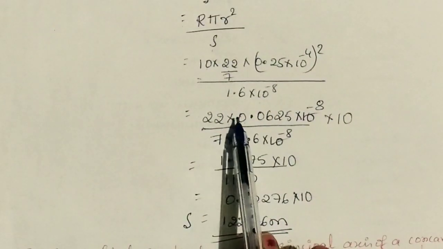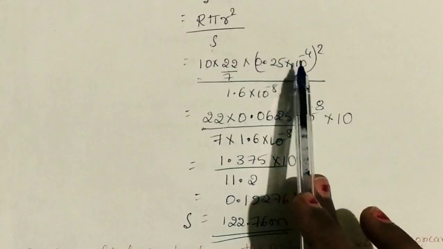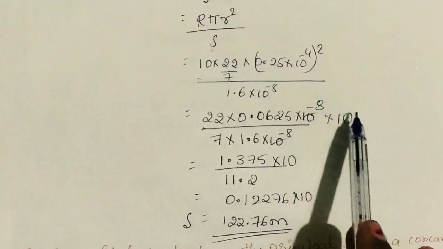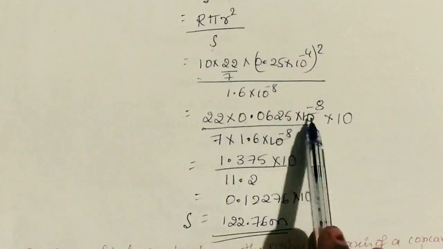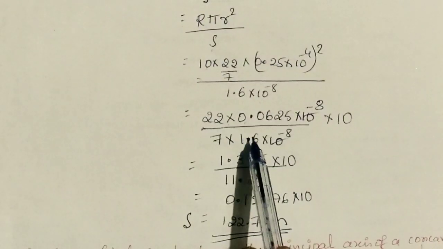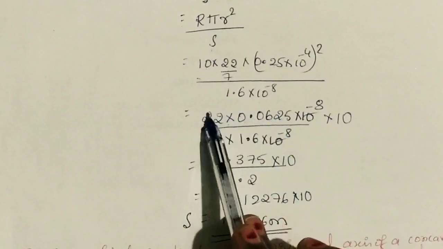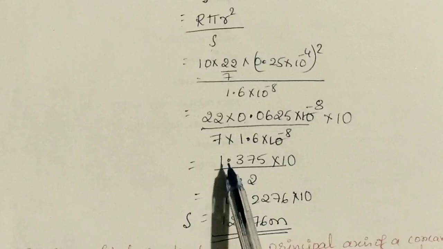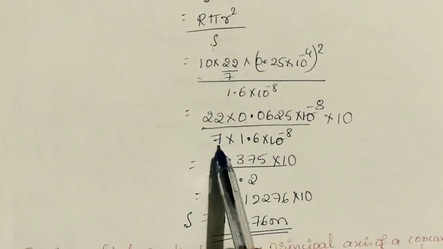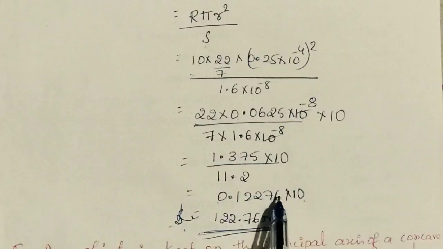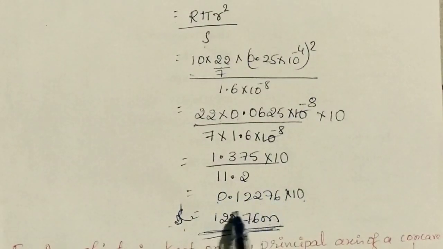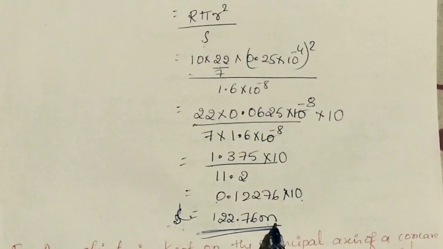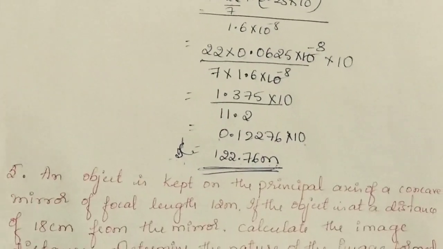So 22 into, if I am multiplying 0.25 into 0.25, I will get the value 0.0625 into 10 to the power of minus 8. The 10, the resistance, I am writing as it is, whole divided by 7 into 1.6 into 10 to the power of minus 8. If I am multiplying these values, I will get 1.375 into 10 whole divided by 11.2, because I am multiplying 7 into 1.6. So 0.12276 into 10. If I am multiplying, I will get the length L is equal to 122.76 meter.